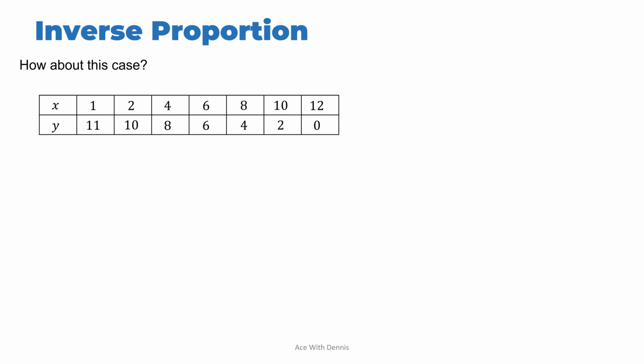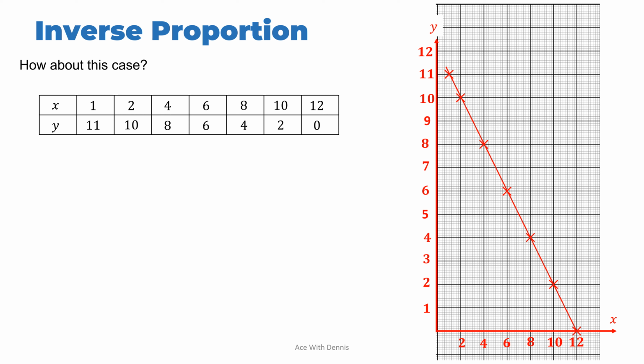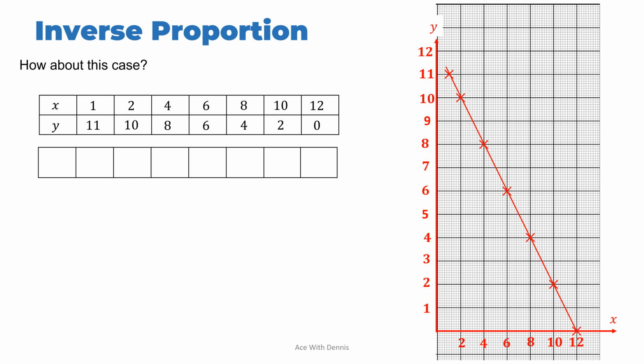Let's check it out. What we can do is plot it on a graph paper. So this is the x and this is the y axis with the label of the scale. And then this is the first point, second point, third point, and so on. What we get will be a straight line going downwards, and it is a decreasing function. Now, can I say that this is inverse proportion?